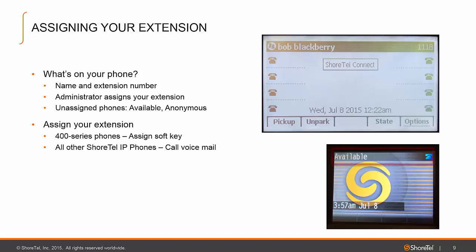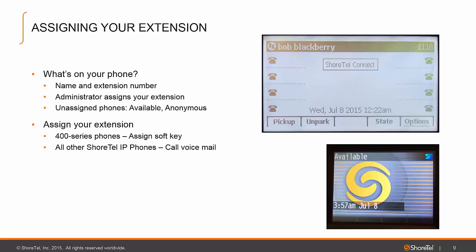If you see the word available instead of your name and extension, you can either assign your extension yourself or ask your administrator to assign your extension for you. To assign your extension by yourself, you will need your extension number and voicemail password, which your administrator can provide. The specific steps for assigning your extension depend on your phone model.